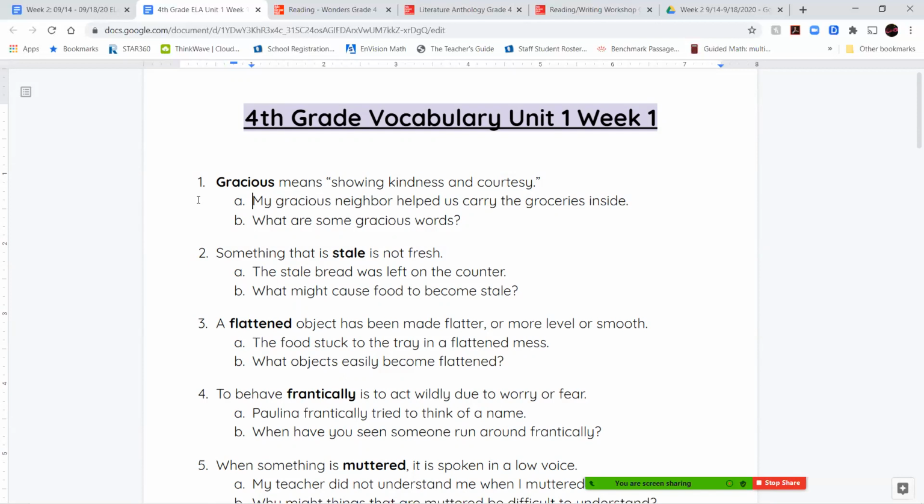Your second word is the word stale. Something that is stale is not fresh. The stale bread was left on the counter. So if you think about bread or even tortilla chips or crackers, something that's been sitting out where it tastes kind of old, right? If it's chips or crackers, they're not really crunchy anymore the way they were when they were fresh. An example question is, what might cause food to become stale? Usually if you leave something out and uncovered, right? If you don't close the bag on the crackers or the chips, or you leave something out without putting it back into its proper container, it can become stale.